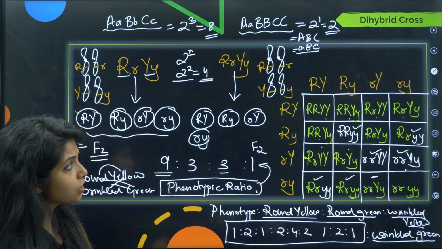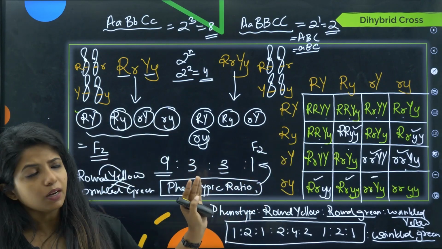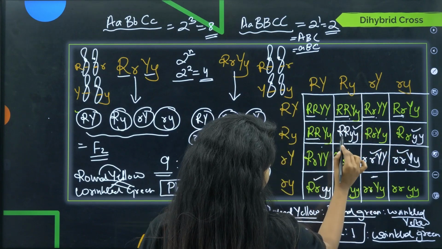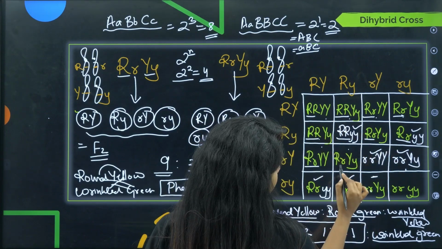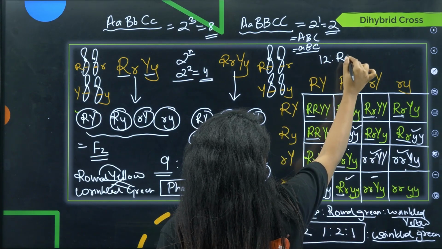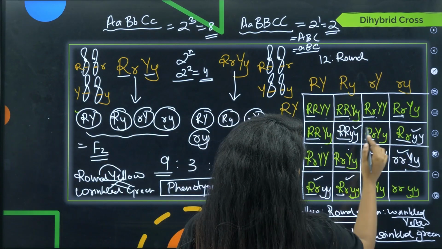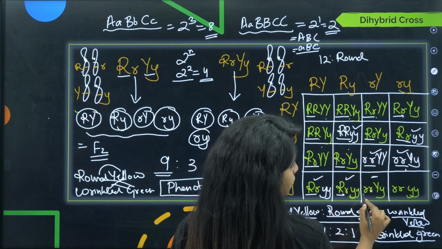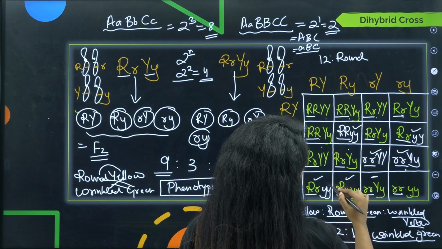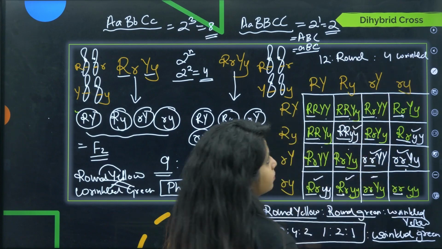Now, if you see just the round and the wrinkled part, you will come to a conclusion that almost this is round: 1, 2, 3, 4, 5, 6, 7, 8, 9, 10, 11, 12. 12 of them are round. Let's talk about the wrinkled one. Wrinkled: 1, 2, 3, and 4. 4 of them are wrinkled.